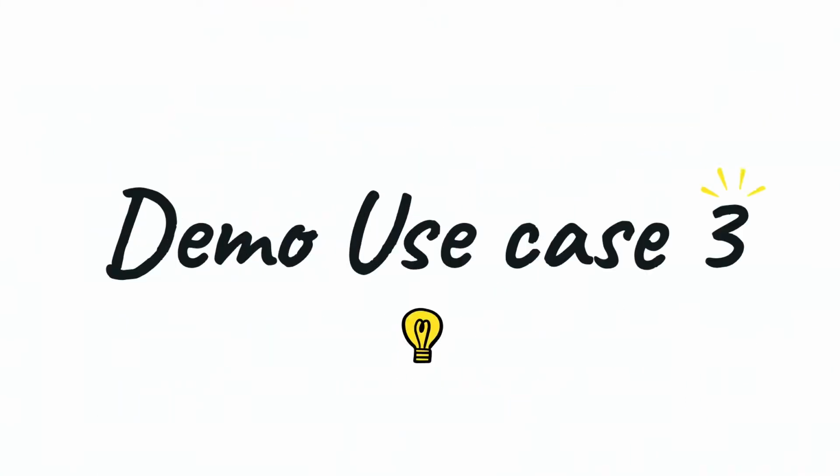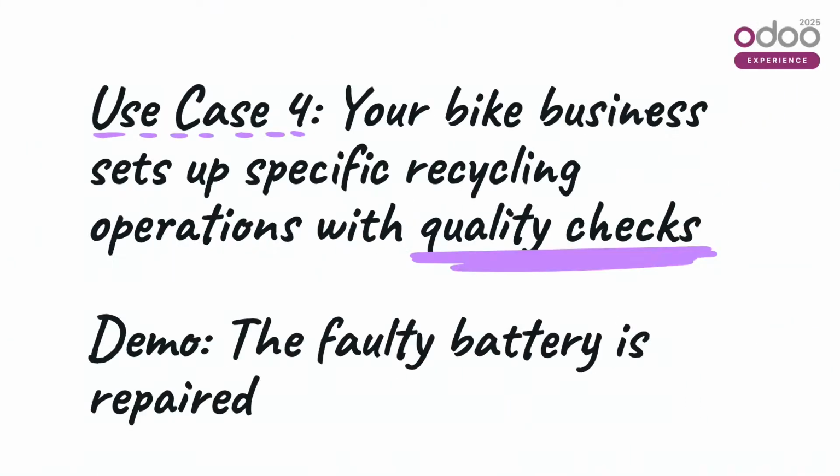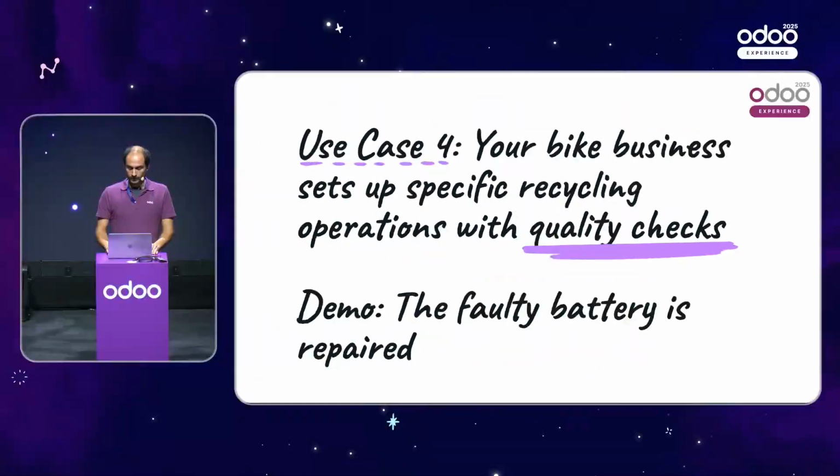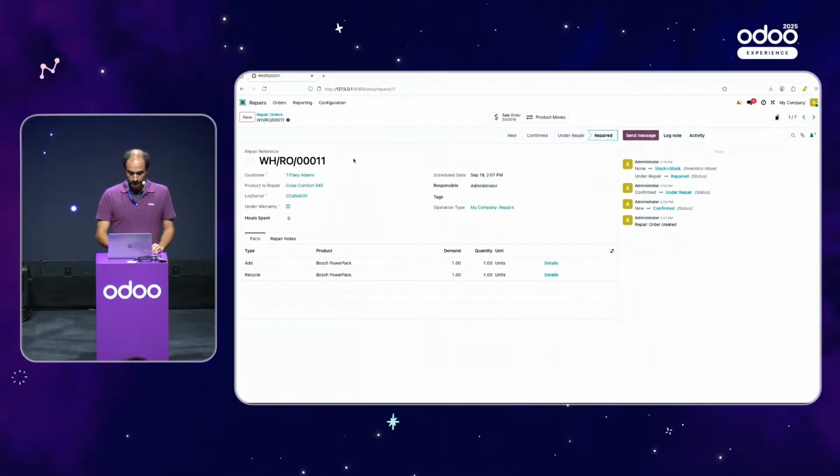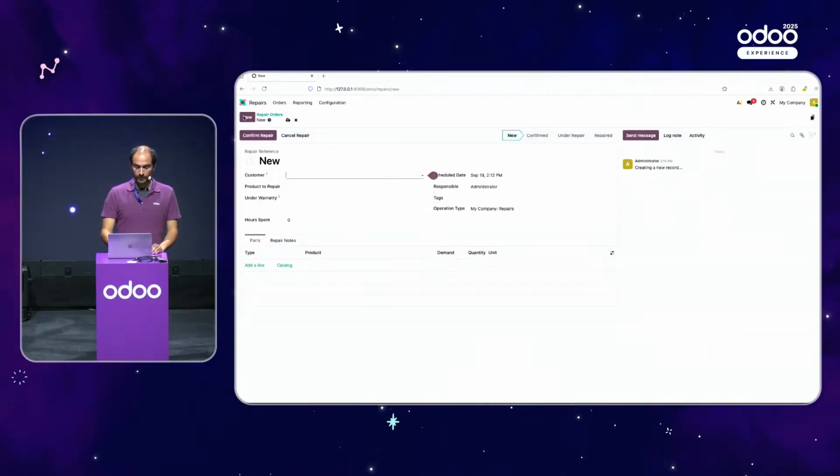For use case number 4, we are going to try to manage those recycling operations a little more robustly. And so for that, we will create specific repair operation types. In those specific repair operation types, we will create quality checks so that we make sure everything is fine. So let's go into the database again. Let's create a repair order.